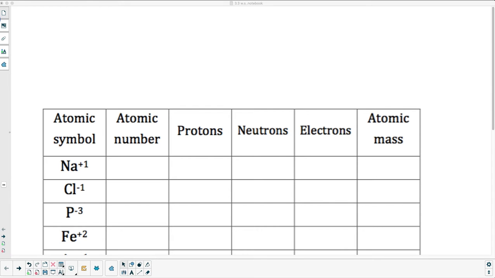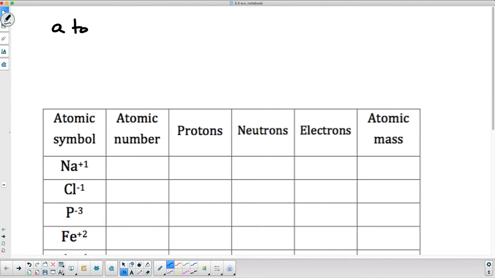Worksheet 3.3, this is the one about ions. Now, what are ions? Well, first of all, we know that for atoms, the number of protons equals the number of electrons. But that's not true for ions, though. Ions have a different number. Protons do not equal electrons.